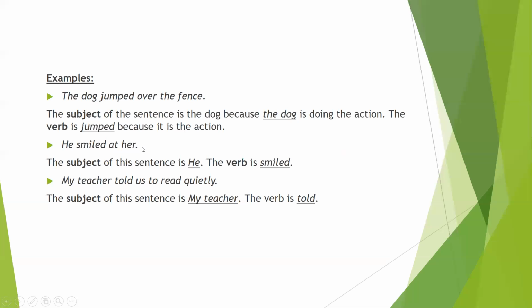He smiled at her. The subject of the sentence is he. The verb is smiled. My teacher told us to read quietly. The subject of the sentence is my teacher, and the verb is told.